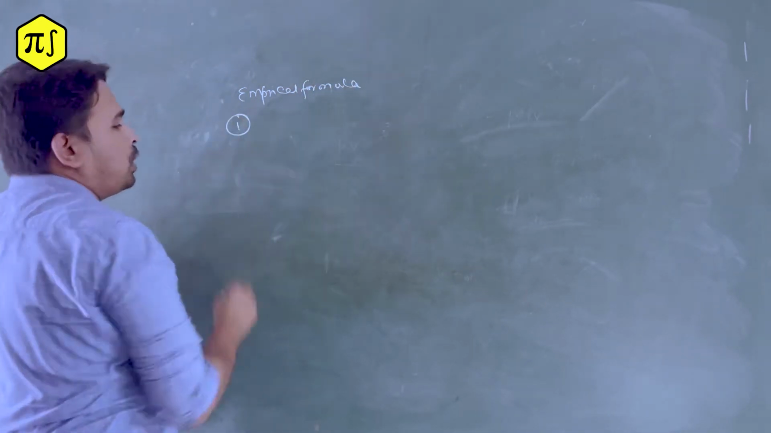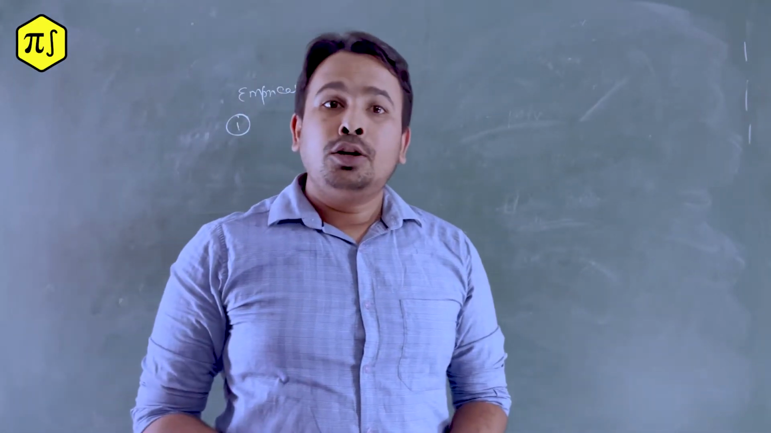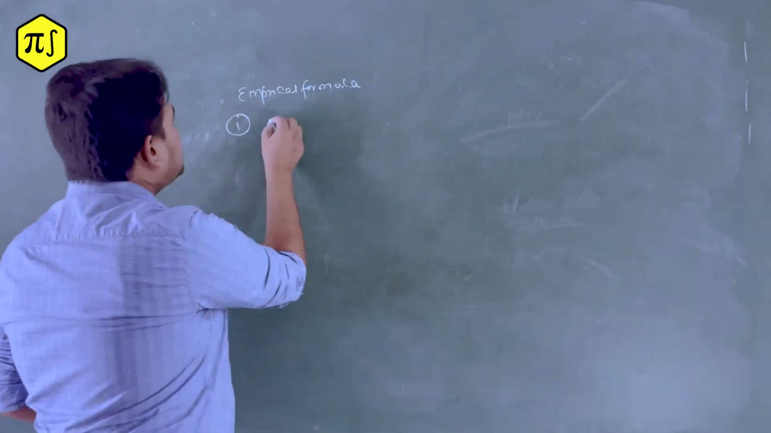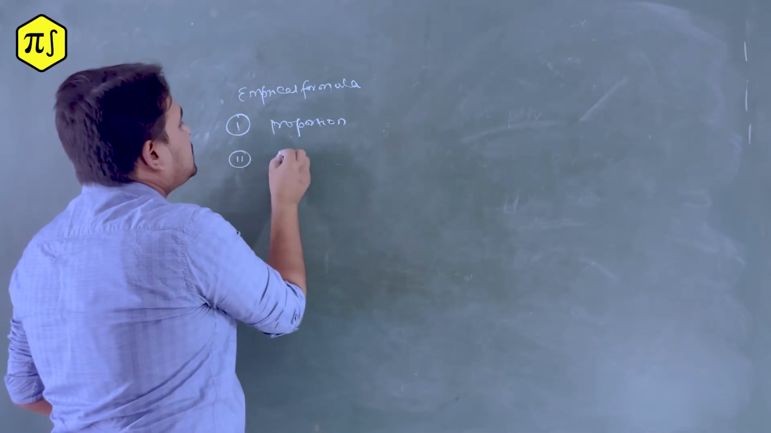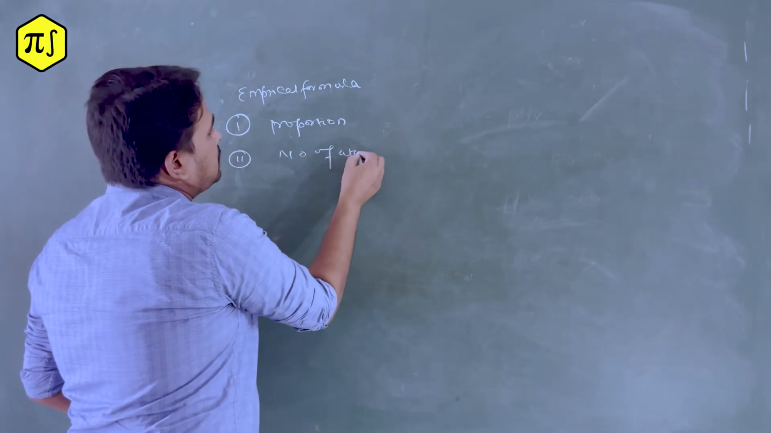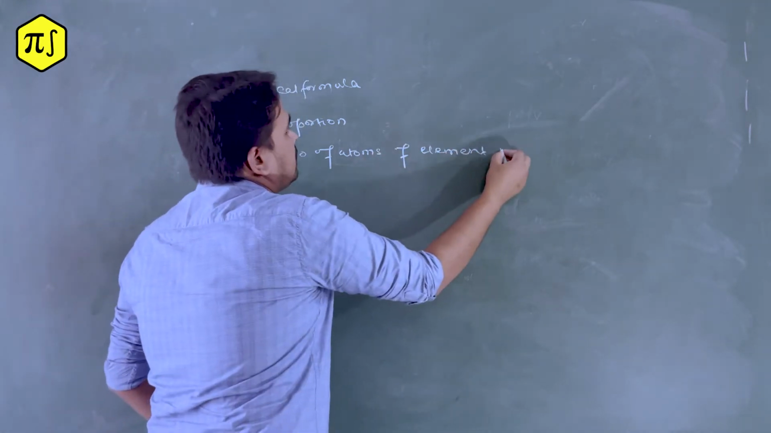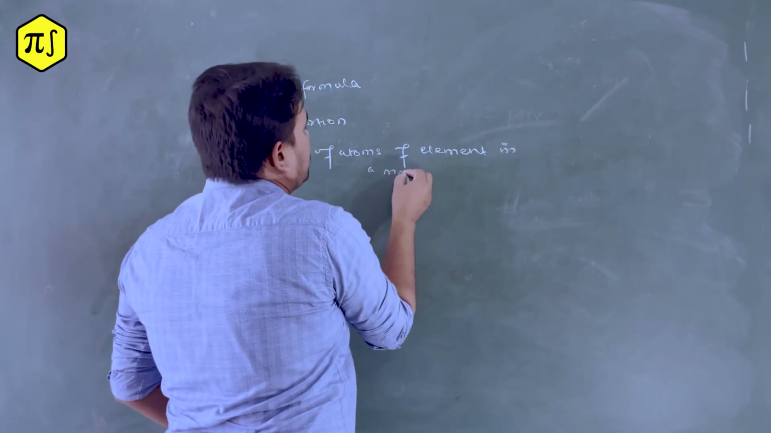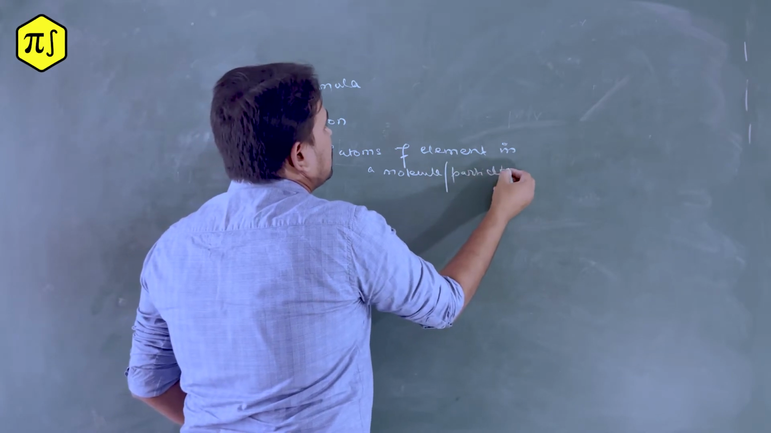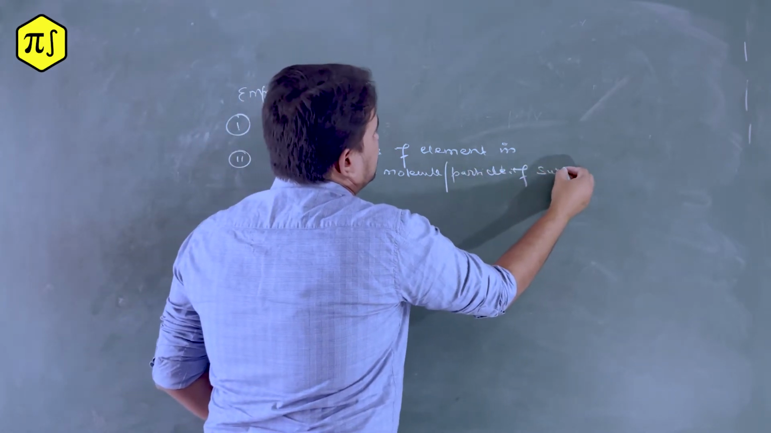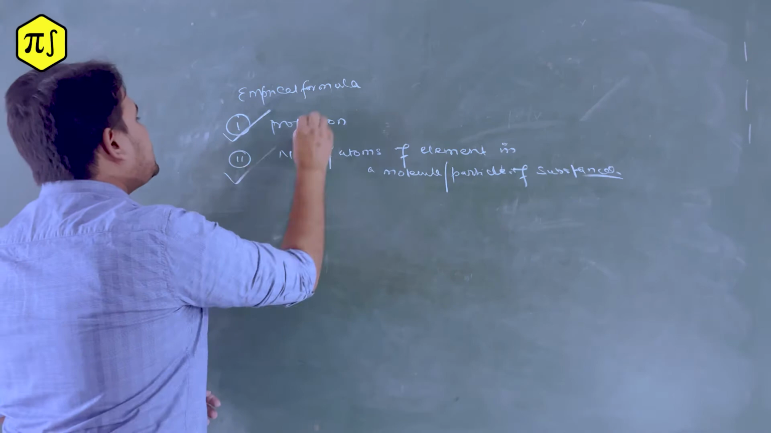So here, guys, what is the key point? The key point here is the proportion. Proportion of what, guys? The number of atoms, right? So I'm marking it: proportion, and of what? Number of atoms of elements in a molecule, or as a general term we can say the particles of a substance. Okay, guys, so what is the key point here? Proportion and the number of atoms, right?